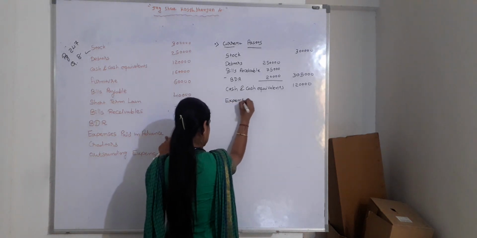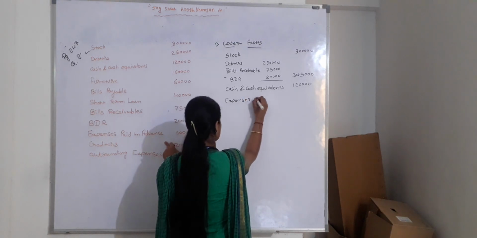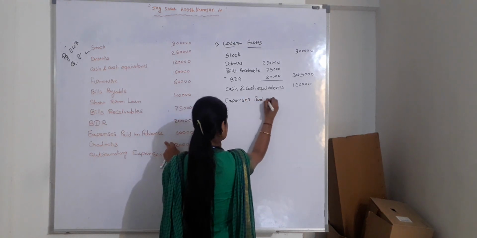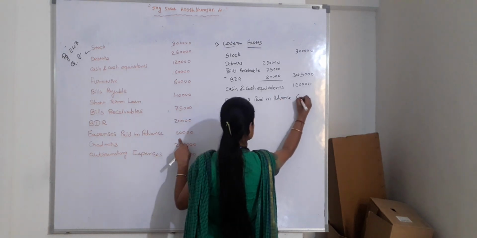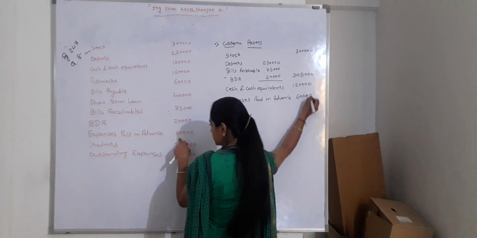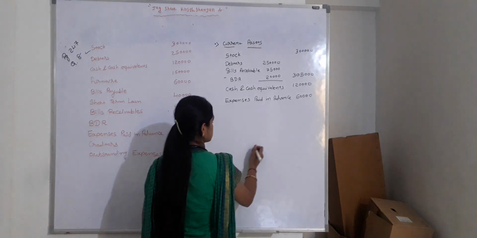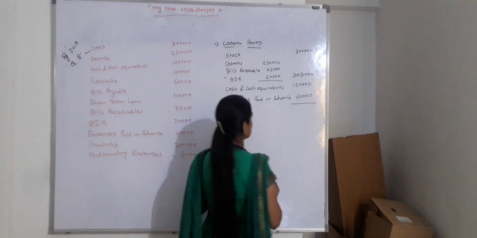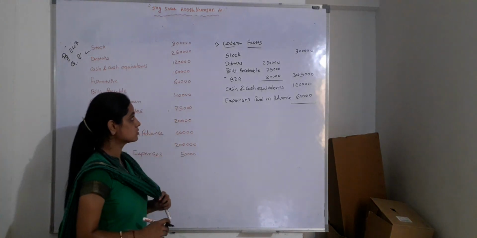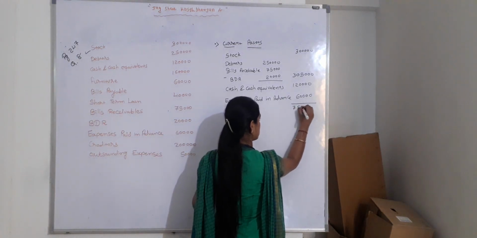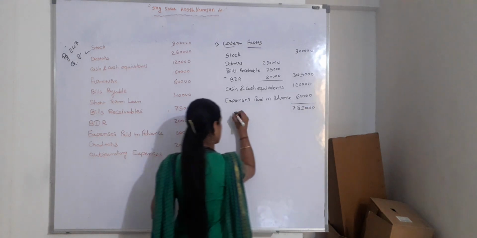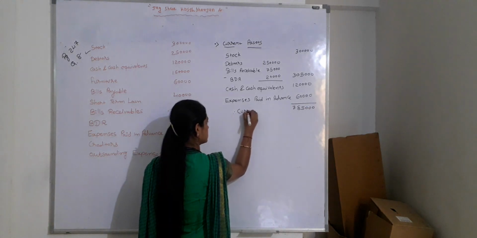Expenses paid in advance, since it was paid in advance, therefore it is our asset. Expenses paid in advance 60,000. Creditors, no, outstanding expense, no. So 7,85,000. That is our current assets.